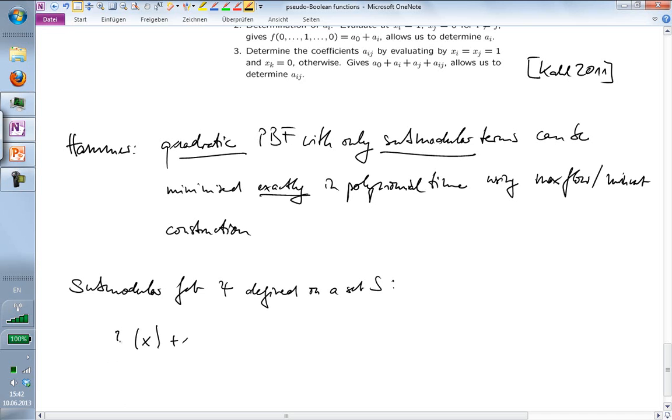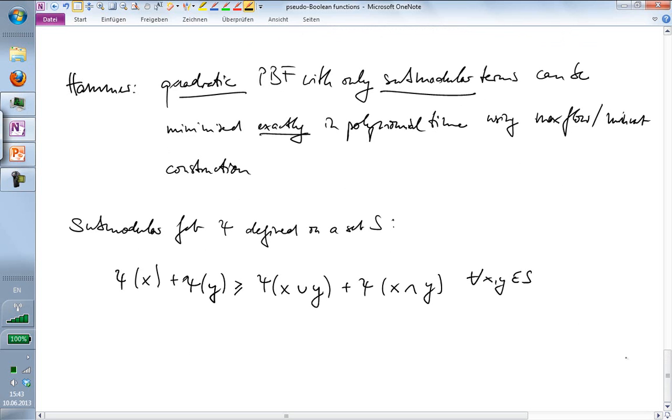So if I have psi of x and psi of y, this should be no less than psi of the union of these plus psi of the intersection of these. That must hold for all members of the set.